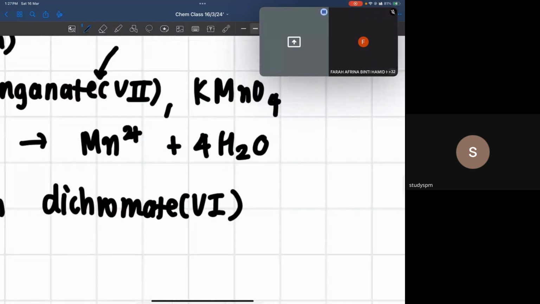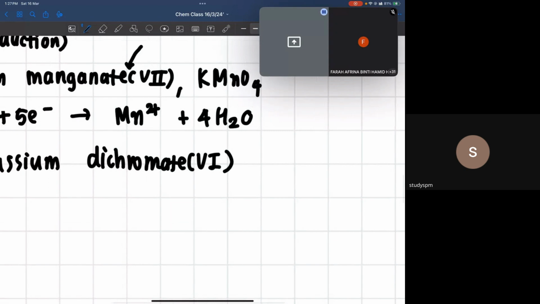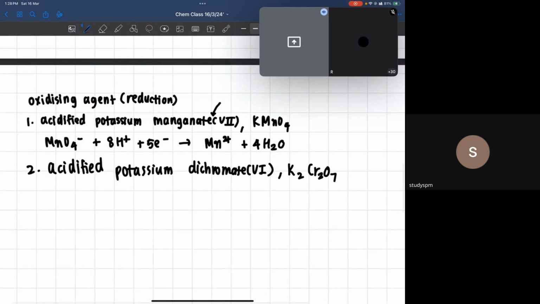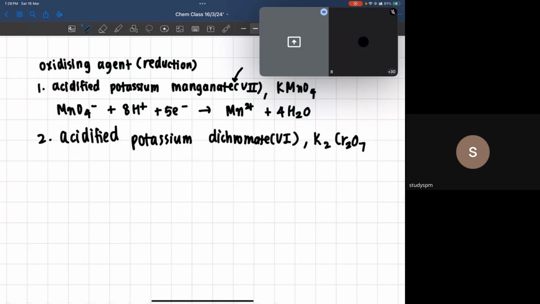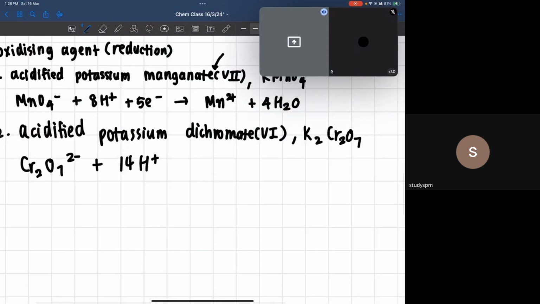Okay, write it together, and then dichromate(VI), how to write? K2Cr2O7. Okay? So this one also, the equation is very long. So for me, I just memorized. But fortunately, in SPM, they didn't ask anything crazy like this. Actually, chemistry SPM was quite easy until section C. It's not hard, but it's just very unexpected. Okay, this one.